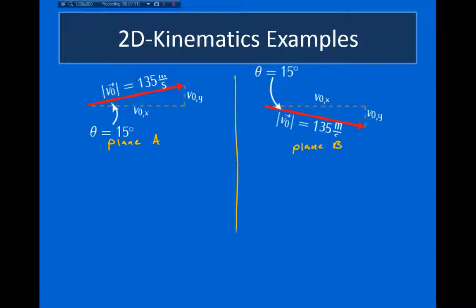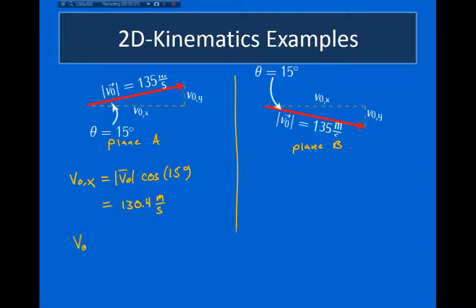And just looking at this now, the x component of my initial velocity, you can see, looking at this figure, is adjacent to the angle that was given to us, this 15 degrees above the horizontal. So, remember, adjacent to the angle, that means we're going to use cosine. So the x component of my velocity is the initial speed times cosine of the angle 15 degrees. And if you plug this into a calculator, you see that this is 130.4 meters per second.